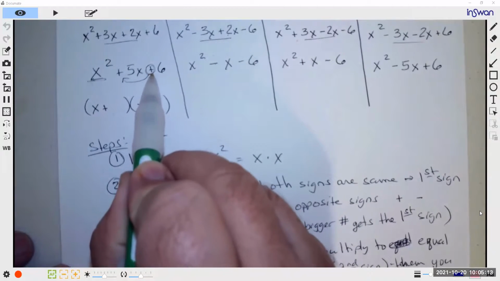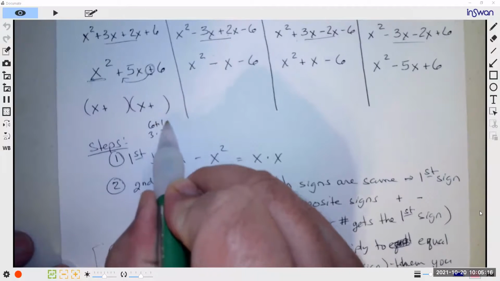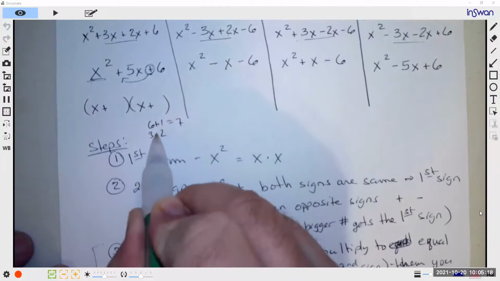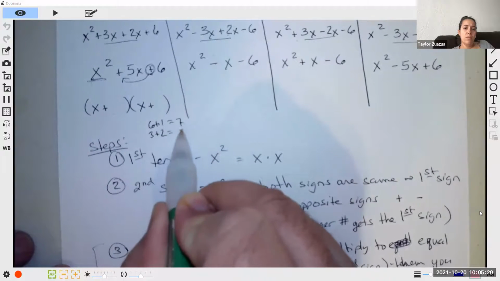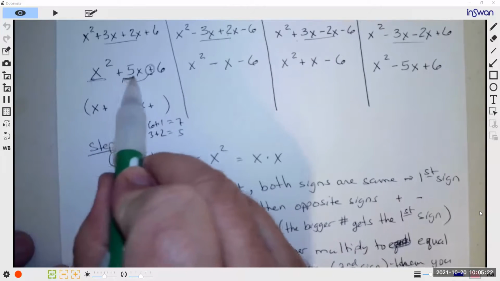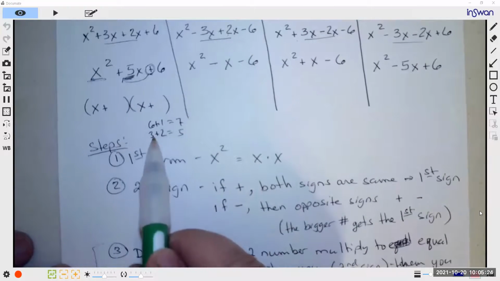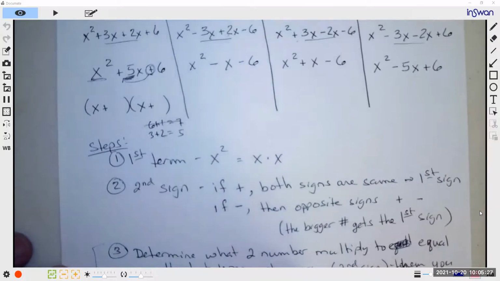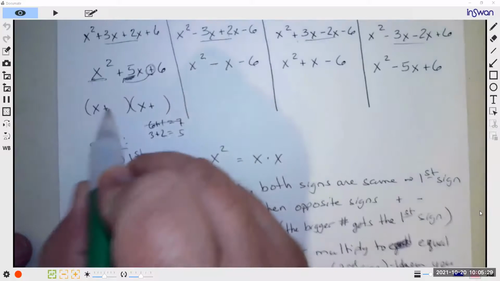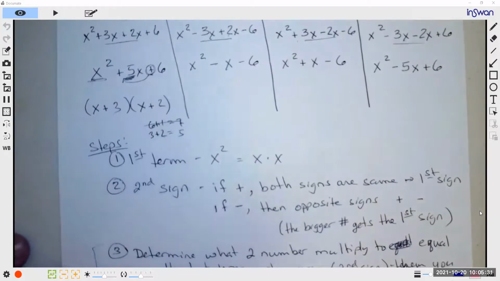When you add them, 6 plus 1 equals 7. 3 plus 2 equals 5. We're looking for the pair that equals 5. So we know the numbers have to be 3 and 2. So those go in the parentheses.